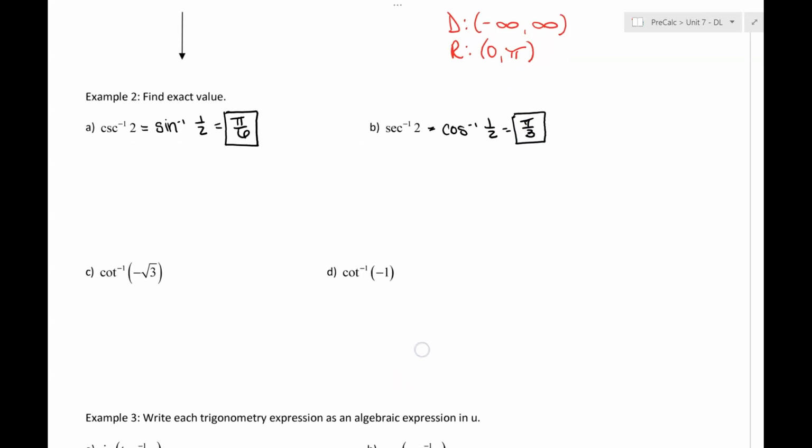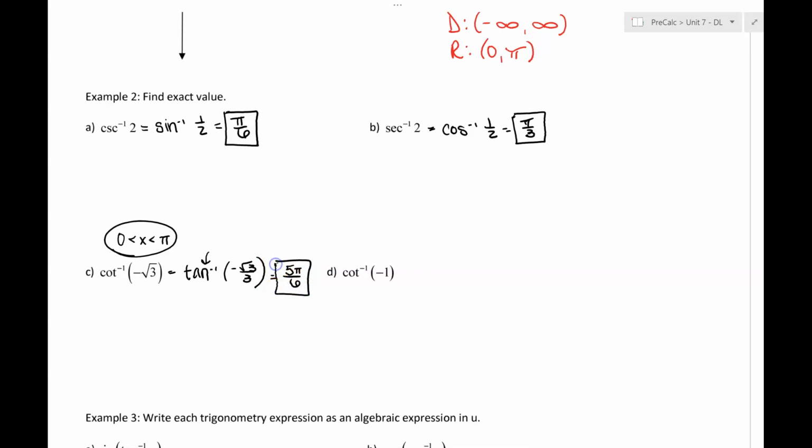Okay, what about cotangent, though? So cotangent of negative rad 3. Remember, inverse cotangent is between 0 and, yes, pi, so we got to be careful. Okay, so we're looking for the inverse tangent of negative rad 3 over 3. Tangent of pi over 6, good, is rad 3 over 3. And we are not in the fourth quadrant for tangent. No, no, no. Think about between 0 and pi. So if it is pi over 6, that means that it is 5 pi over 6.